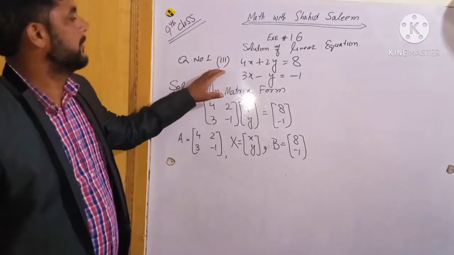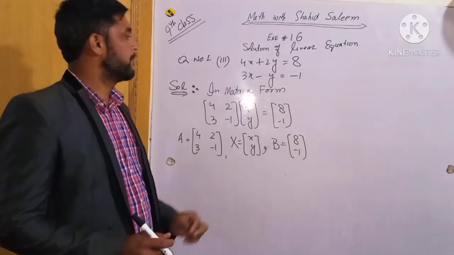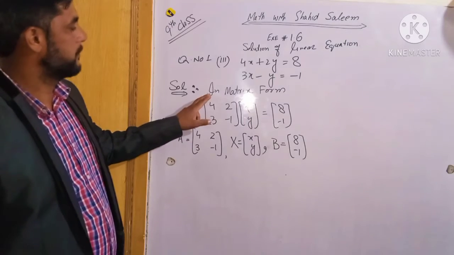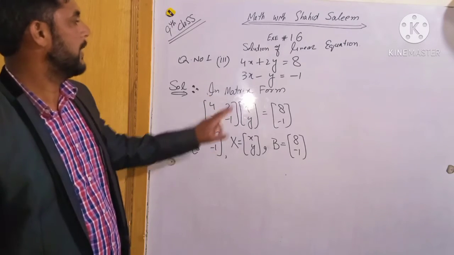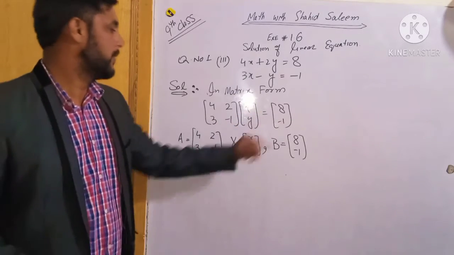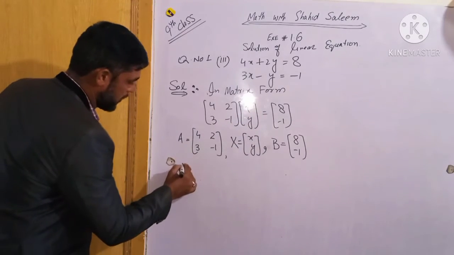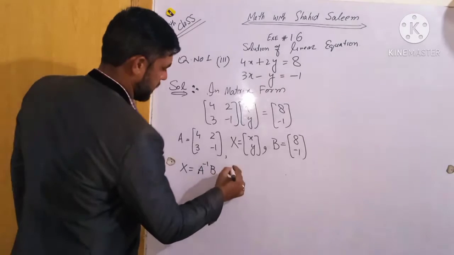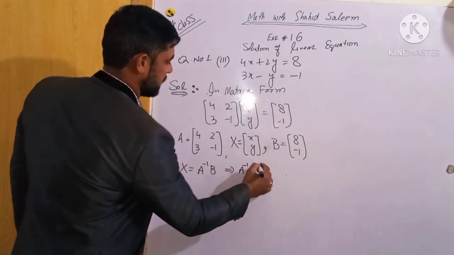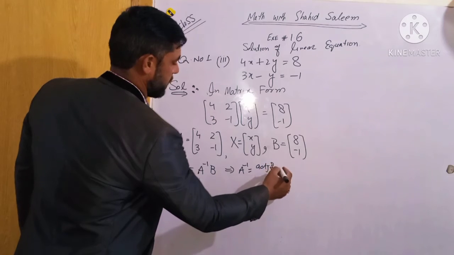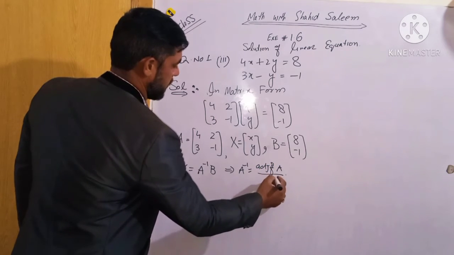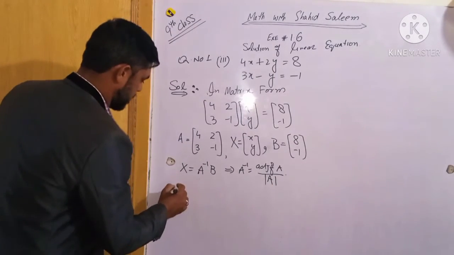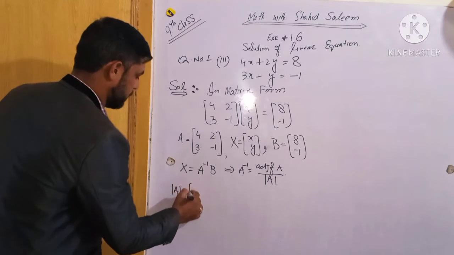Part 3 of this question is 4x plus 2y equal to 8 and 3x minus y equal to minus 1. In matrix form, here the coefficients of x and y, and variables x, y, and this matrix is B. We have to find X, A inverse B, where A inverse equal to adjoint of A over A determinant.